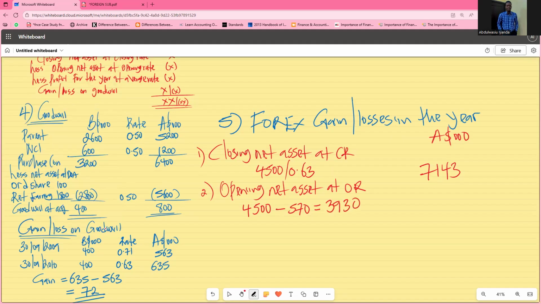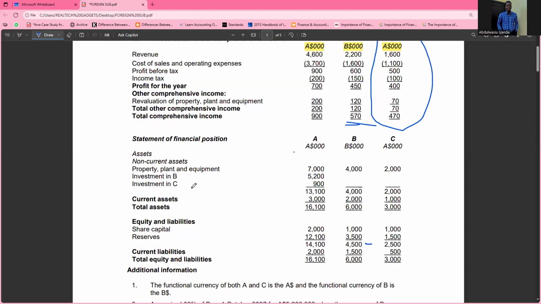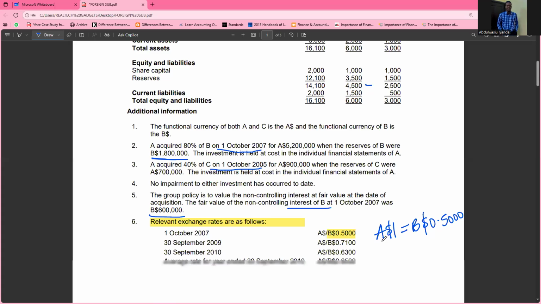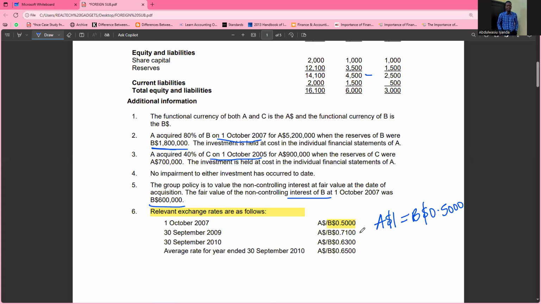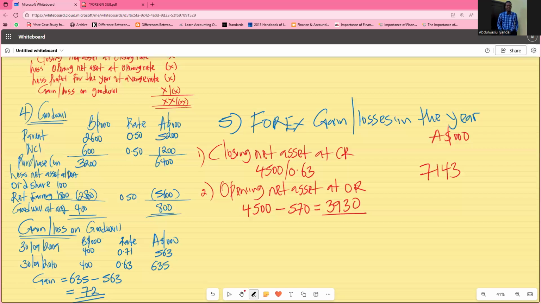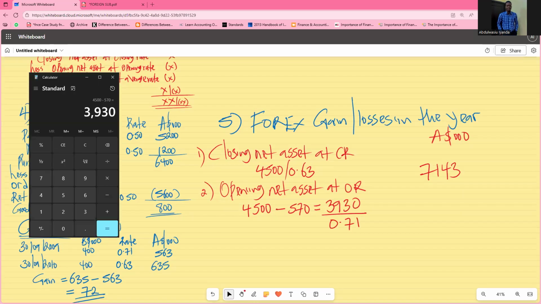Then what is my opening rate? My opening rate is 0.71. This is what I start with. So divide by 0.71. On the calculator, divide by 0.71, then you have 5,535.